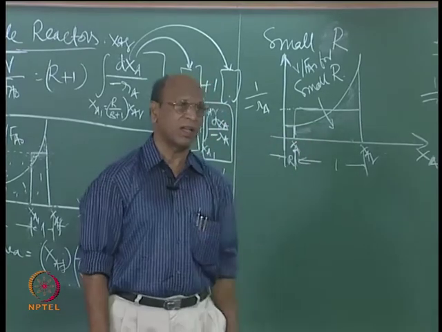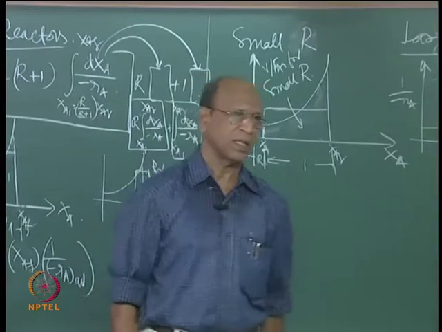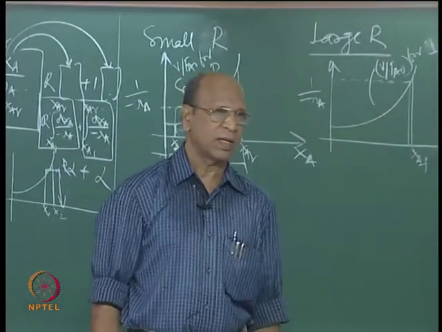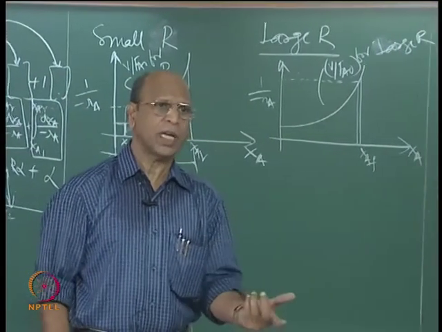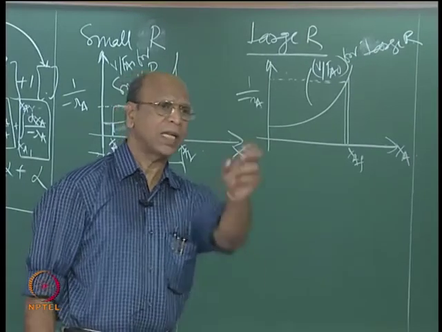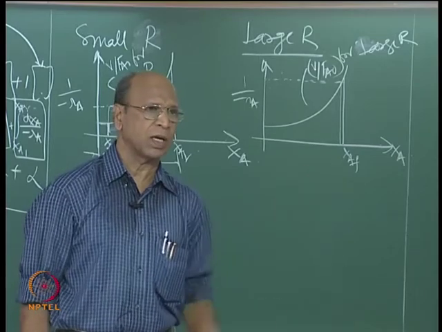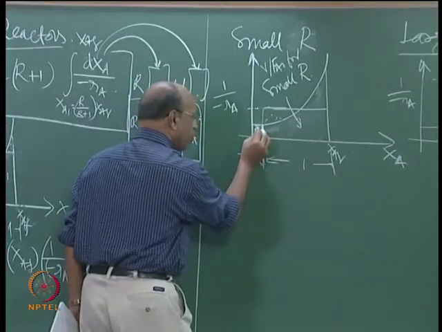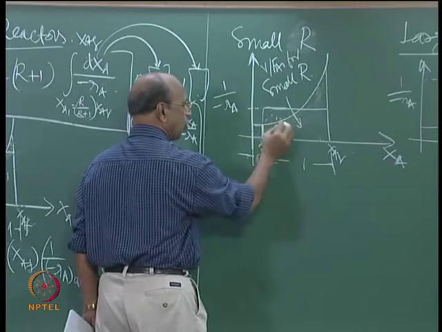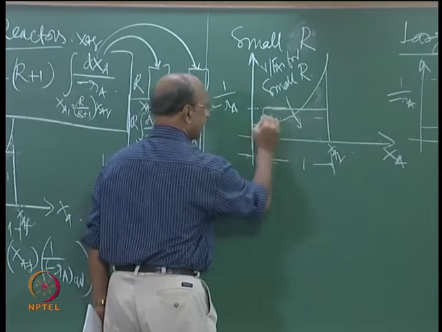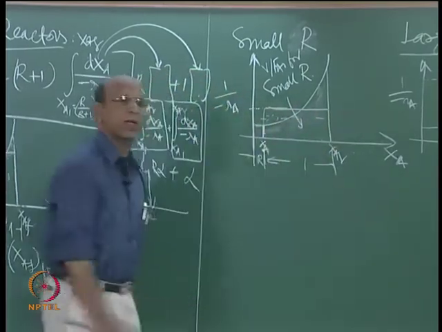Because R is small. Don't think that R is always large. It can be 0.01. What are the limits of R? Zero to infinity. That is 0.001. So if I move still further, then it comes like this, it comes like this, then finally may come like that.